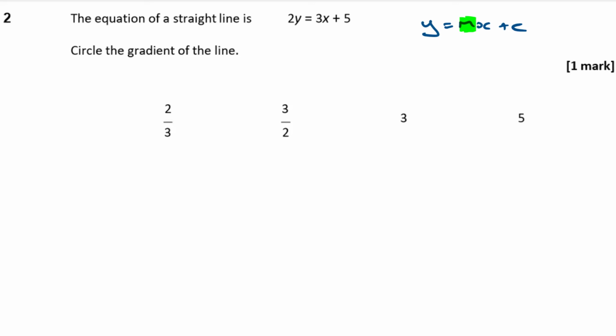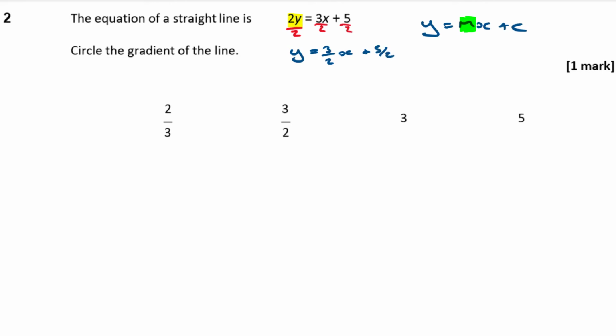Now at the moment it's not quite the same because this term at the front is 2y and not y. So to get it to look like y equals mx plus c, we're going to divide both sides by 2 to start with. 2y divided by 2 is just y. 3x plus 5 divided by 2, you can break that into 2 separate divisions. You can think of it as 3x over 2 plus 5 over 2, dividing everything by 2, which is going to be 3 over 2 x plus 5 over 2.